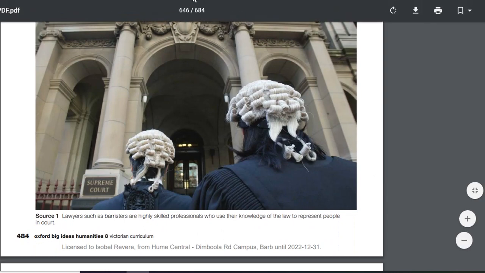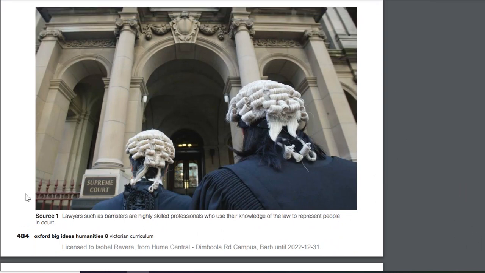So here we have source 1. Lawyers, such as barristers, are highly skilled professionals who use their knowledge of the law to represent people in court. So these two people here in the wigs are the barristers, and they're going towards the Supreme Court, which is one of our court levels in Australia.